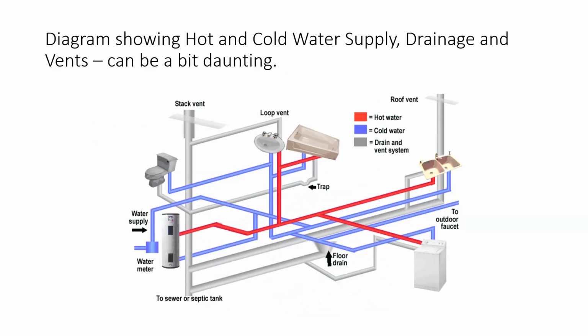So here is a diagram showing our hot and cold water supplies, drainage, and vents. And seeing this all together in a layout like this can be a bit daunting for those that are not familiar with it, especially your clients trying to understand how water systems work and why all of this may be needed. So here you'll see everything from our cold lines represented in blue to hot lines represented in the red.